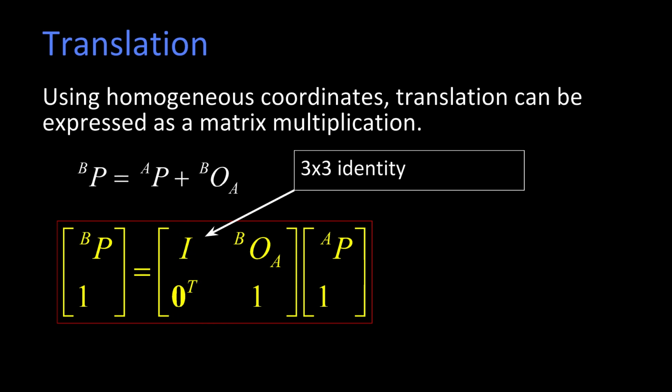And just to remind you, translation is commutative, okay? And you can actually show that in the matrix multiplication if you wanted.